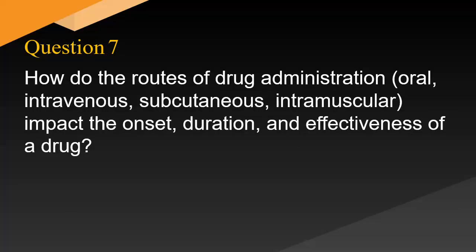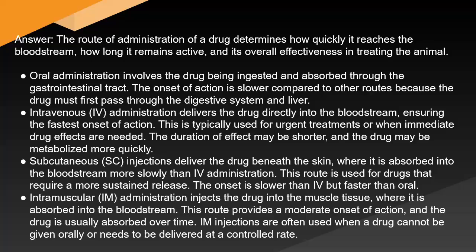How does the route of drug administration: oral, intravenous, subcutaneous, intramuscular, impact the onset, duration, and effectiveness of a drug? Answer: the route of administration of a drug determines how quickly it reaches the bloodstream, how long it remains active, and its overall effectiveness in treating the animal.